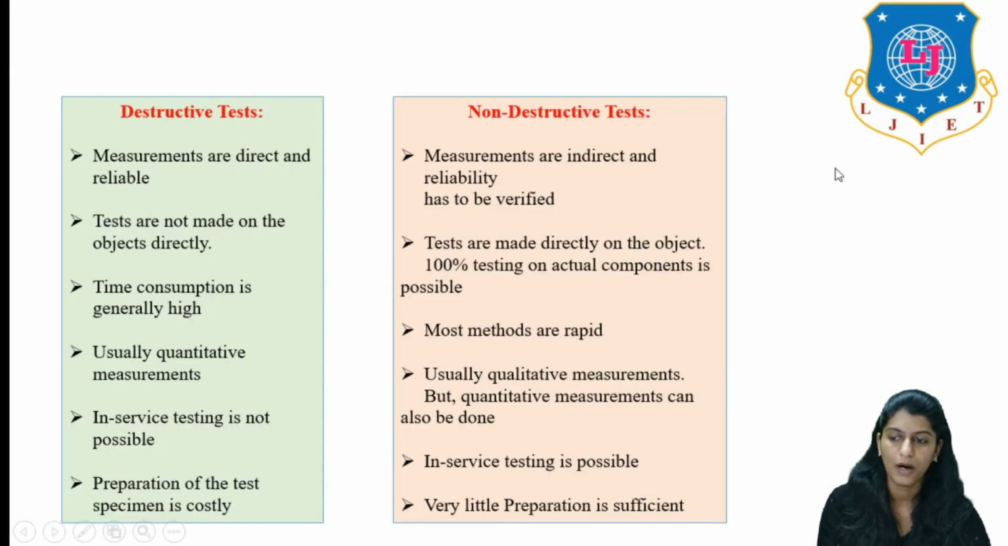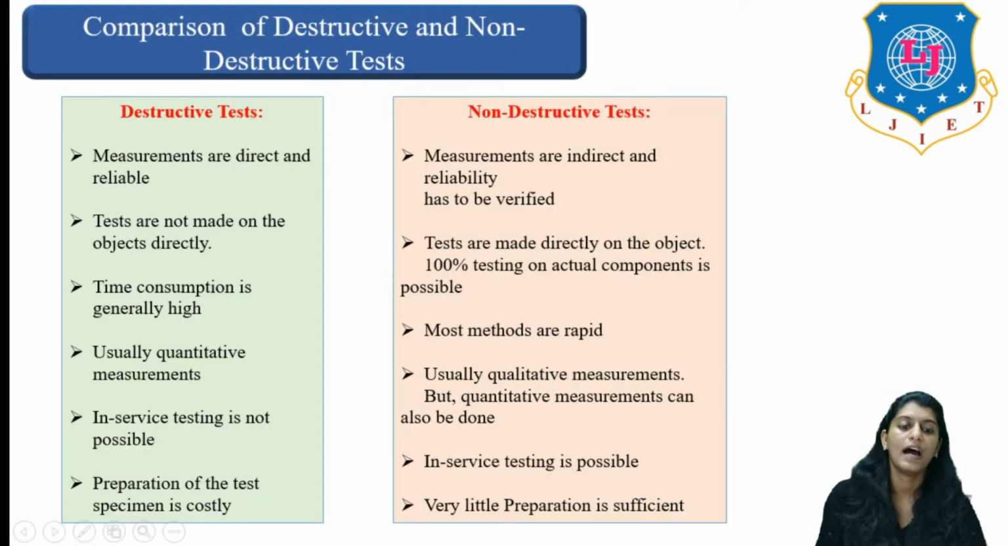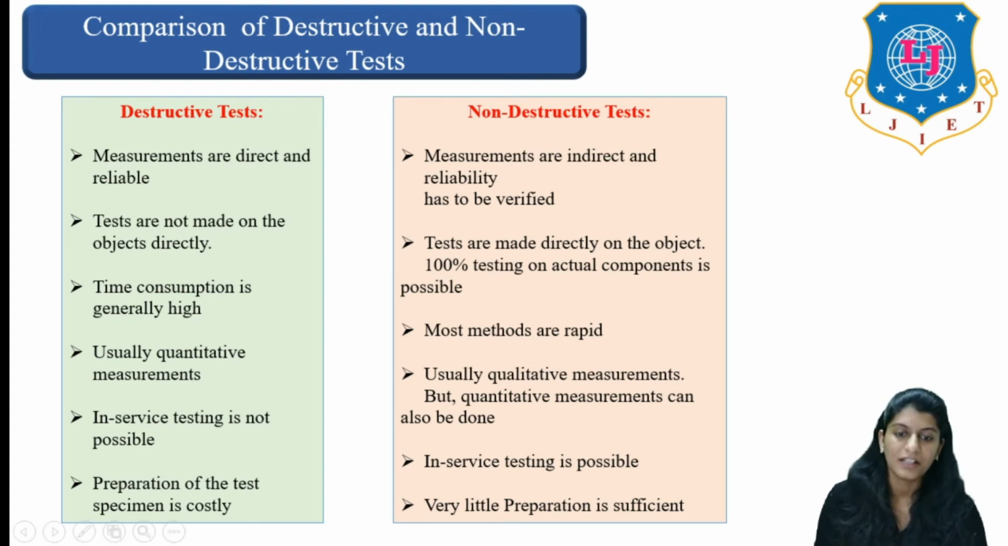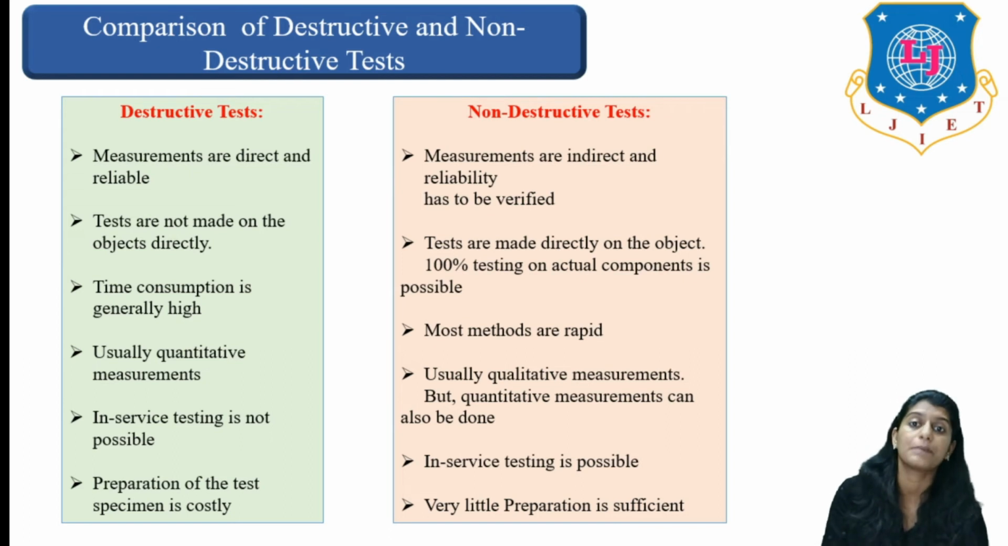Now let us talk about destructive and non-destructive test methods. What is the basic difference between destructive and non-destructive test methods? In case of destructive test method, measurements are very direct and reliable, right? Whereas in case of indirect method, the reliability has to be verified. We need to verify whether the results are reliable or not. That means whether it is correct or not.